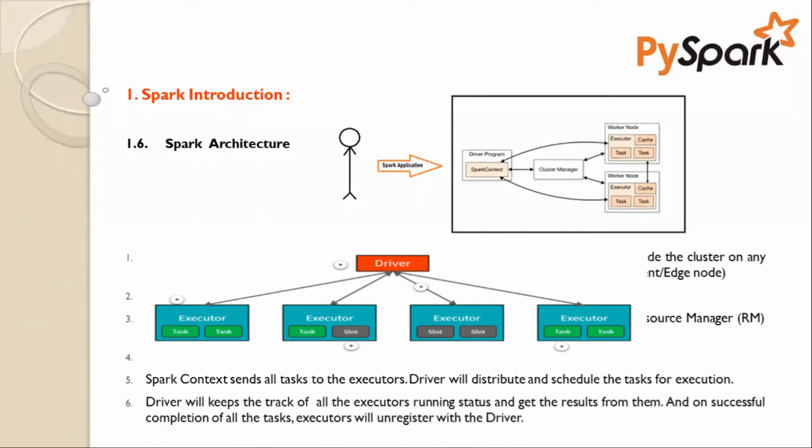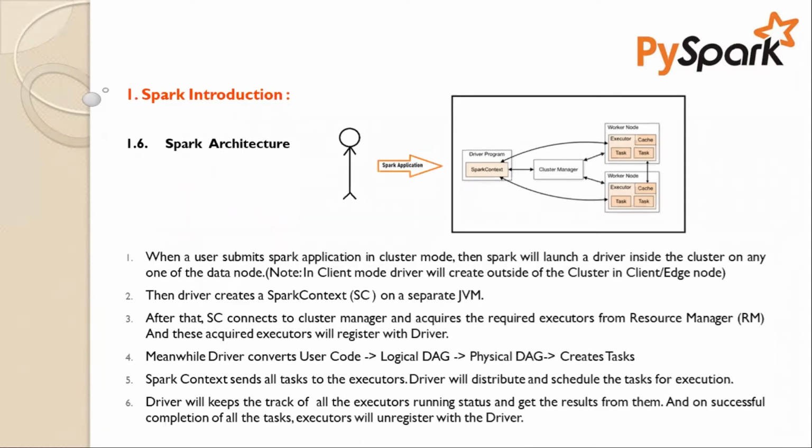Final step is the sixth step. Driver will keep track of all the executors' running status and get the results from them, right? Once execution completes, the result will move to the driver. And on successful completion of all the tasks, executors will unregister with the driver. That's how it ends. So hope you understand this architecture part by this time, and we'll move to the actual topic.